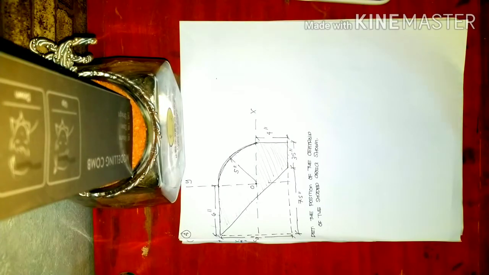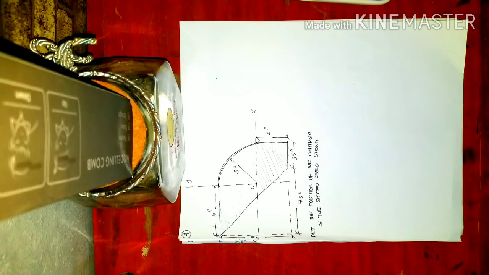So for problem number 4, we have a composite section. Determine the position of the centroid of the shaded area shown. Okay, so as you can see, this is composed of several shapes.